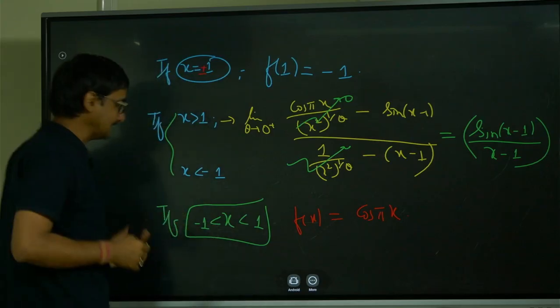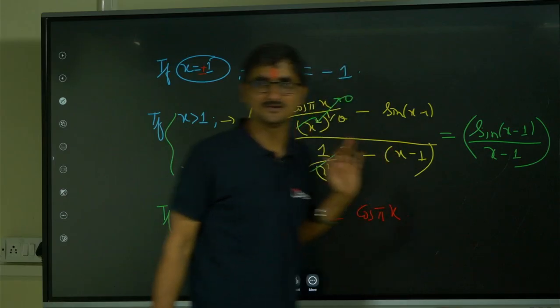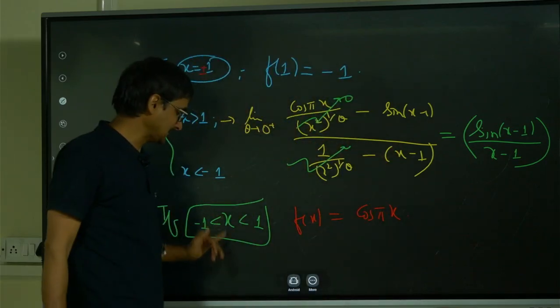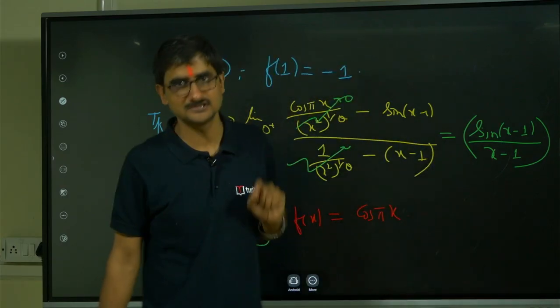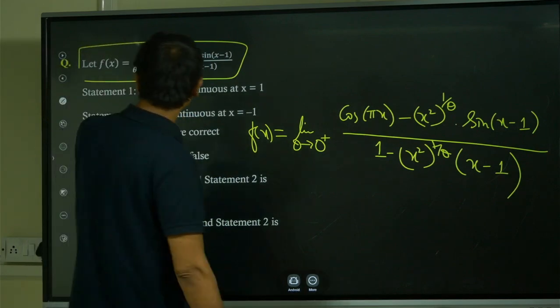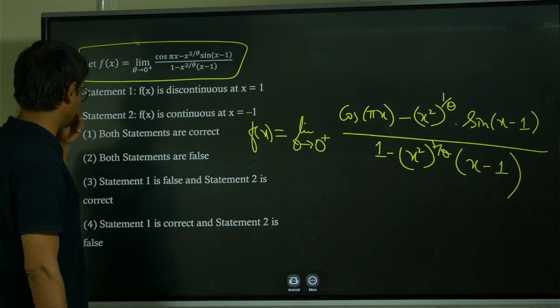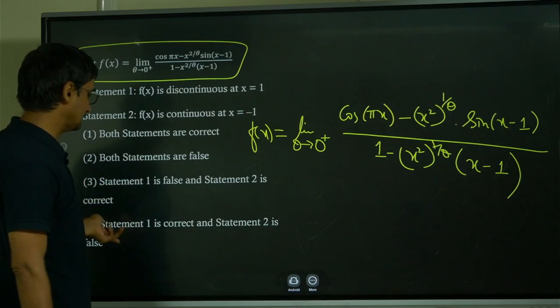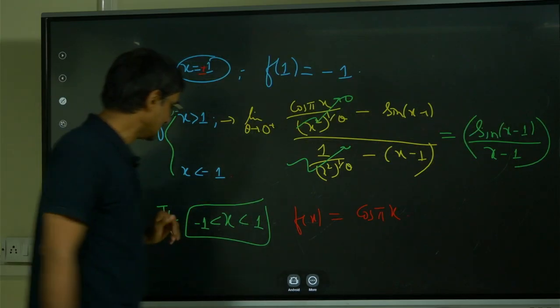On the left side of minus 1, the function is sine of x minus 1 by x minus 1. On the right side of minus 1, the function is cos pi x. So it is for sure that the function is discontinuous at minus 1. Let's see about 1. So statement 2 is false, statement 1 is correct. Let's go for 1 also.